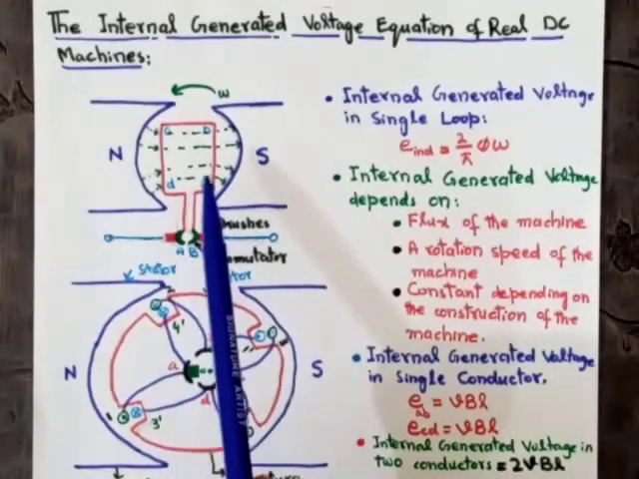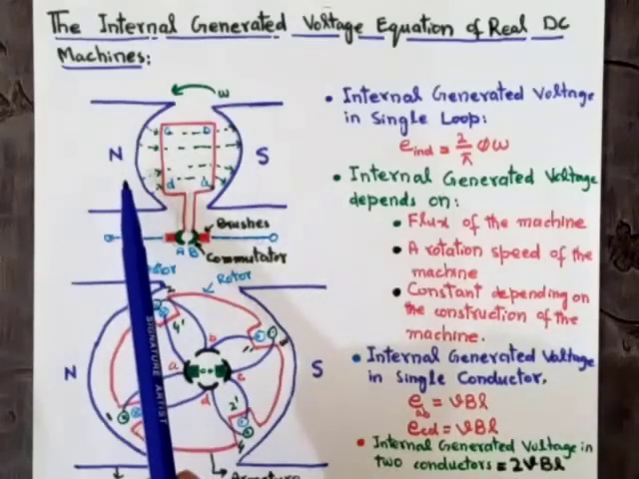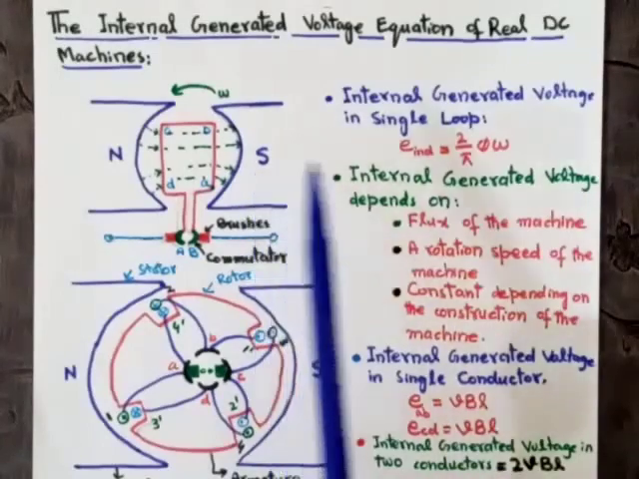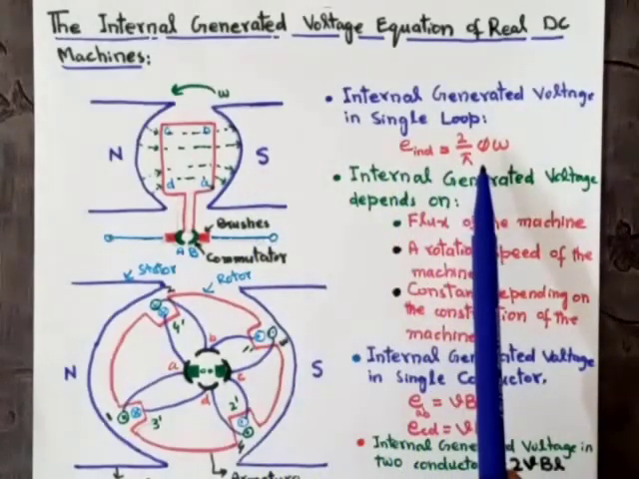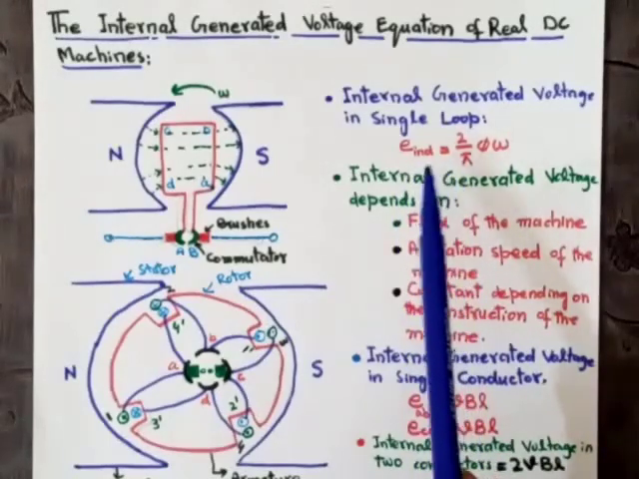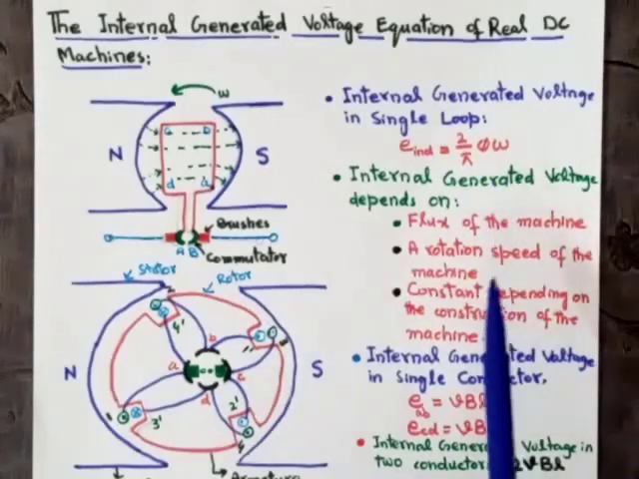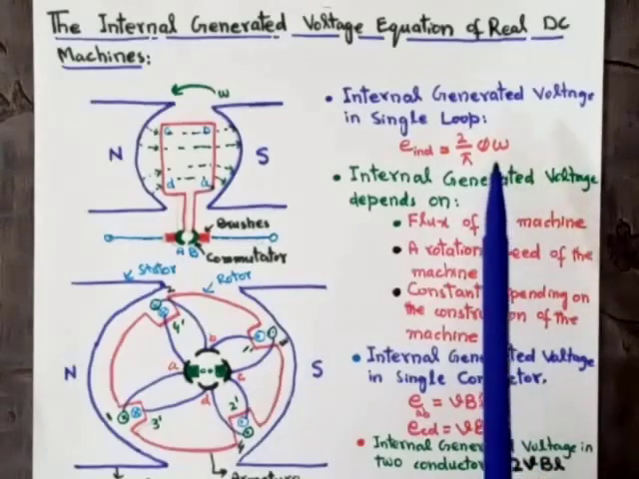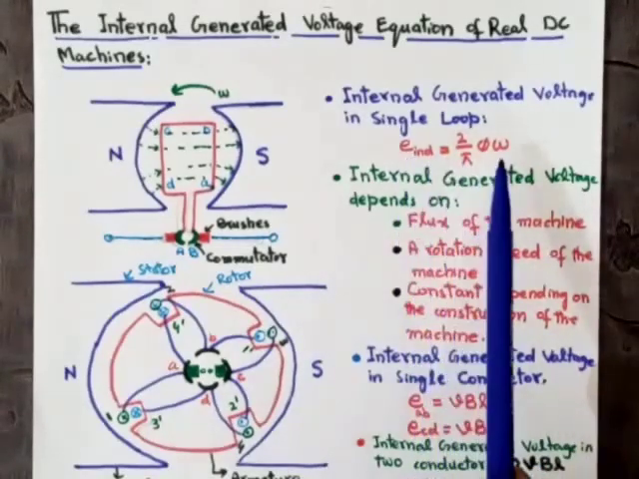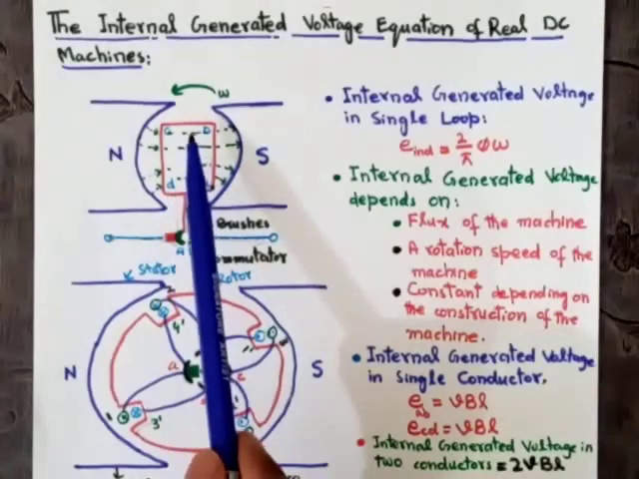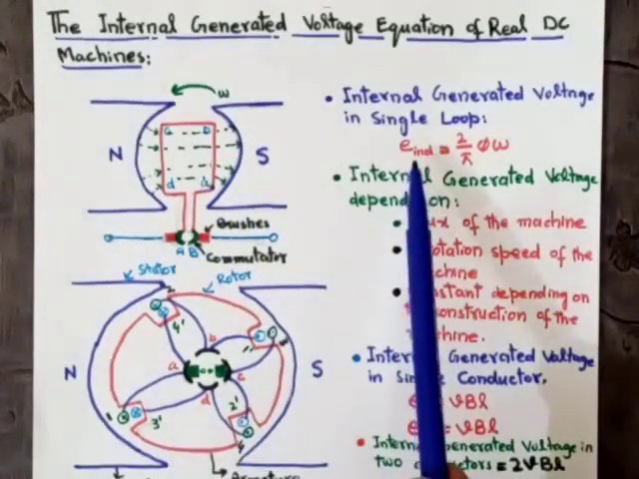As you can see in this figure, flux is the magnetic field from north to south, and the relationship between the induced voltage and flux is directly proportional. The second factor on which induced voltage depends is the rotation speed of the machine, that is omega. The relationship between induced voltage and omega is directly proportional. If the rotation speed of the machine increases, then the induced voltage will increase as well.